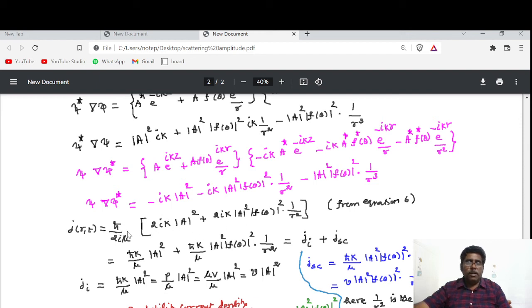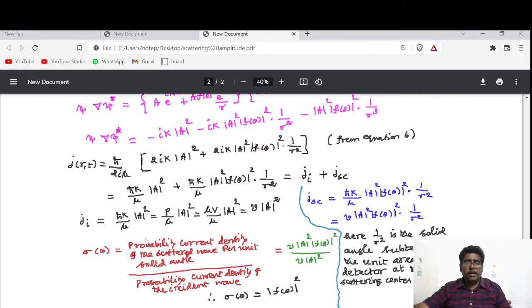Then allow this term h cross divided by 2i mu to operate on the first term. H cross k, 2i get cancelled, absolute square of a. H cross into k absolute square of a is the first term. Then h cross by 2i mu into the second term will provide h cross k divided by mu absolute square of a absolute square of f theta into 1 by r square. So the total current density j of r comma t is incident current density plus scattered current density.